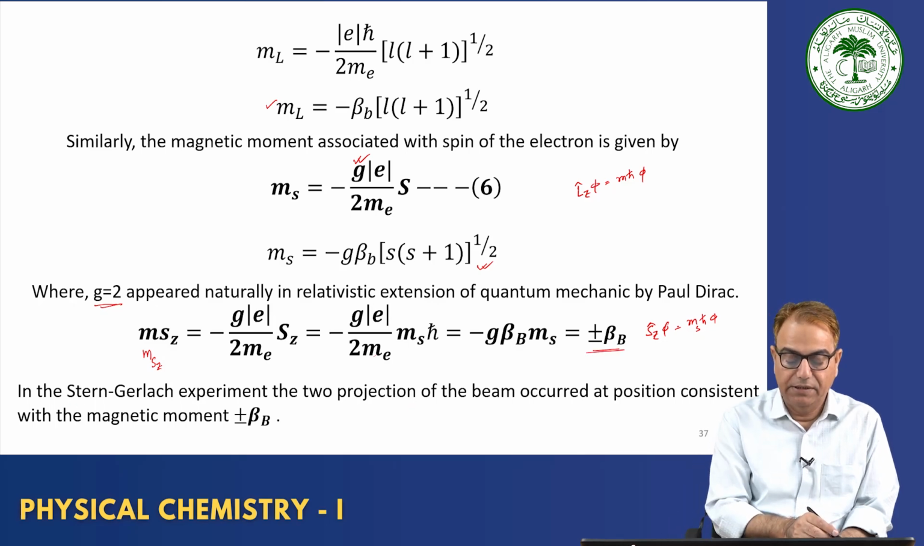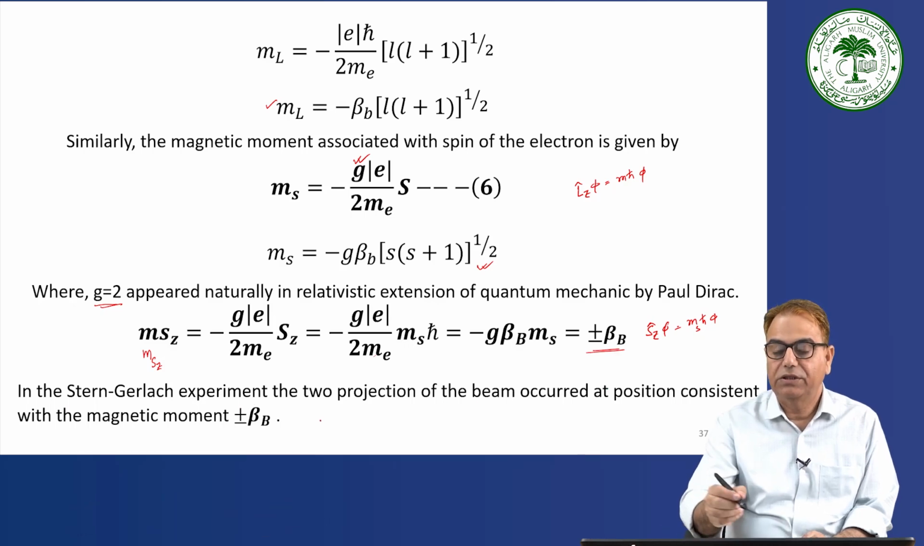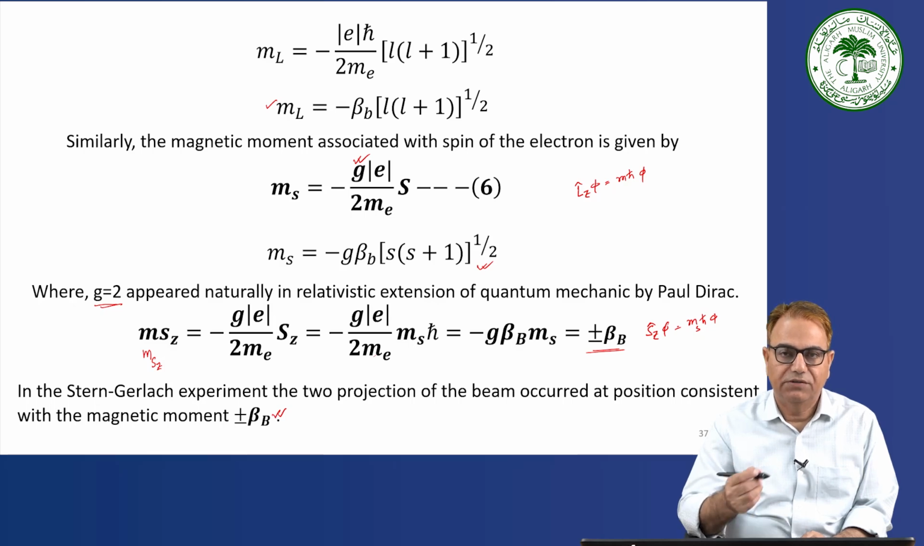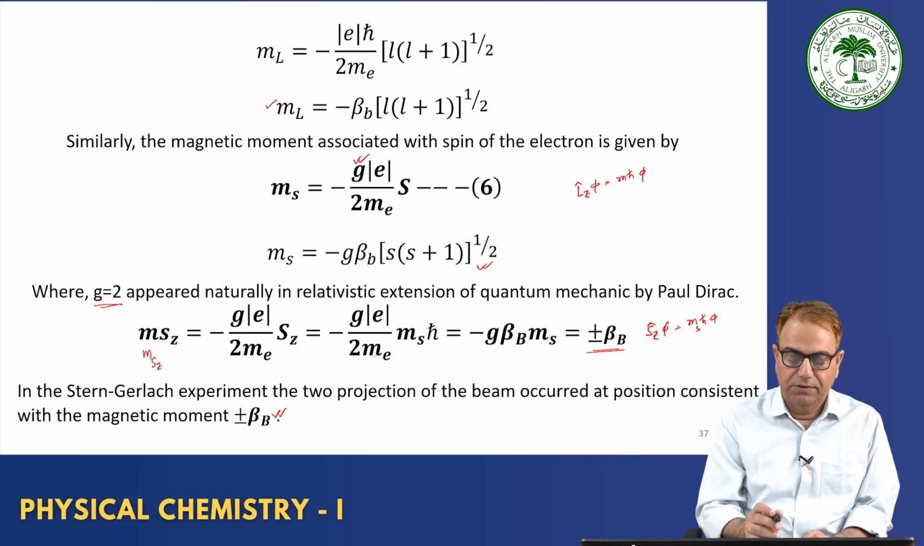What I have written is that in the Stern-Gerlach experiment, the two projections of the beam occurred at positions consistent with the magnetic field. So this theory actually explains the experimental observation obtained by the Stern-Gerlach experiments, and this is the origin of the spin angular momentum in quantum chemistry. I told you it is an experimental observation. Theoretically, there is no analogy by which you can explain the spin of an electron. It is a purely experimental concept. Theory came later on when Paul Dirac extended the idea to relativistic quantum mechanics. Okay, so this we obtain.